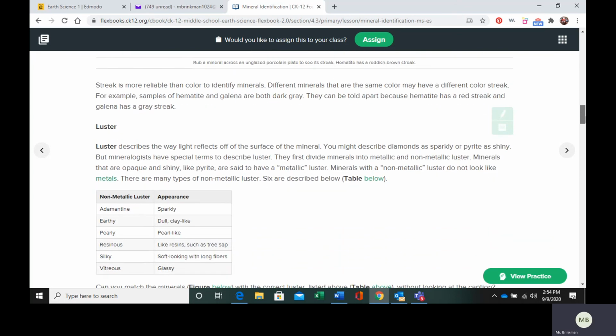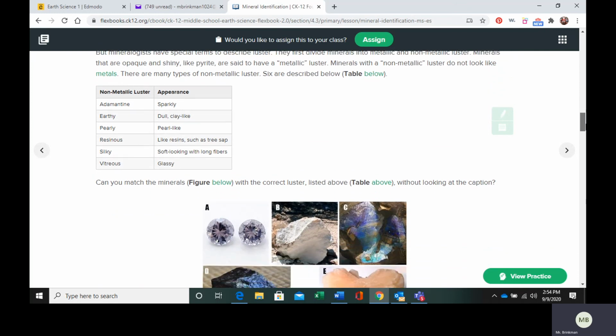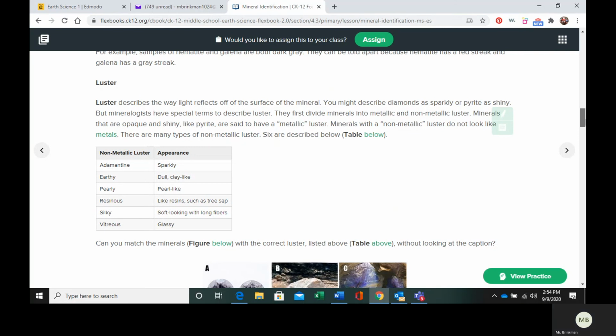Luster. Luster is the way the light reflects off the surface of the mineral. So they can be sparkly, dull, pearl-like, resinous, soft-looking, glassy. So these are several different non-metallic lusters, but they can also have metallic lusters.